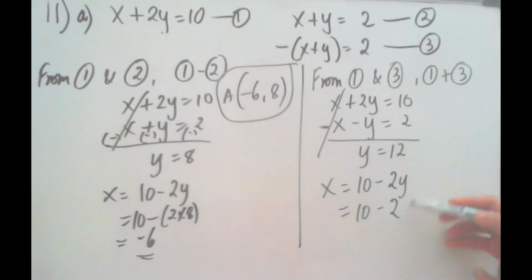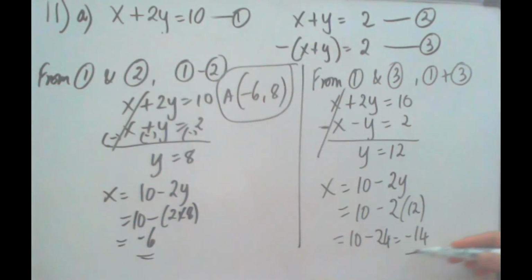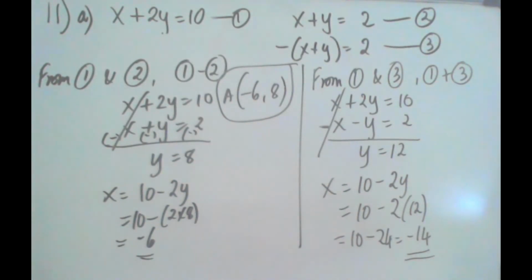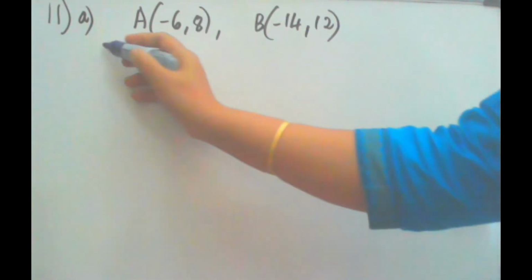10 minus 2 into 12, which is 10 minus 24, which is minus 14. So the coordinates of B are minus 14, 12. So our first step is done. We found the coordinates of A and B. What is our second step? That is, find the gradient of line AB.